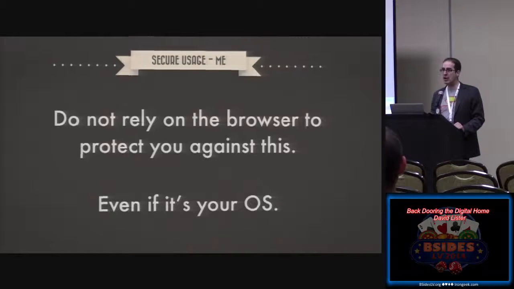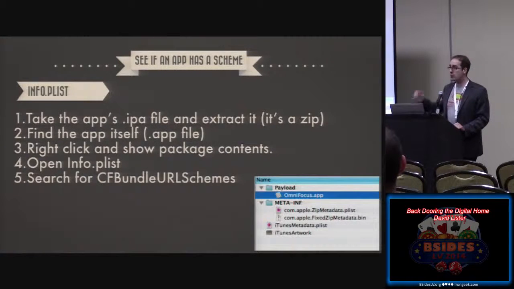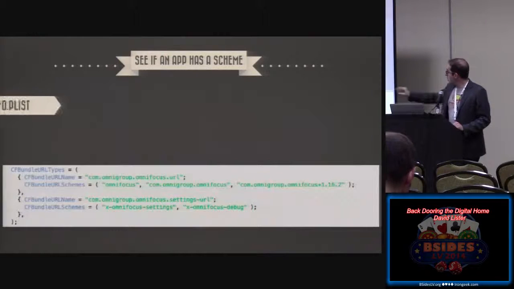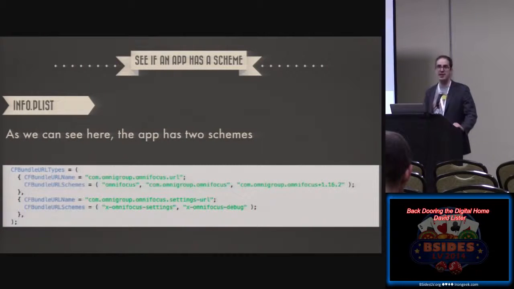So how do you know an application has a URL scheme that you might want to exploit? What you can do is download the application on your Mac. This can work on a PC as well. Just extract it, show the package content, and find the info.plist file. And that's what it looks like. What we see right here is a setting that's declared that says CF bundle URL schemes. Then you know the application has a scheme, but you don't really know what the scheme can do. You know it's there, so then you can start messing with it.